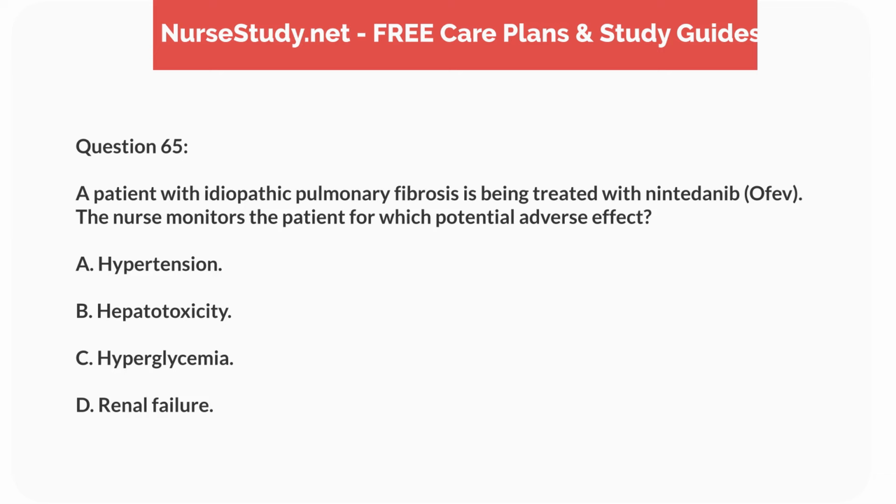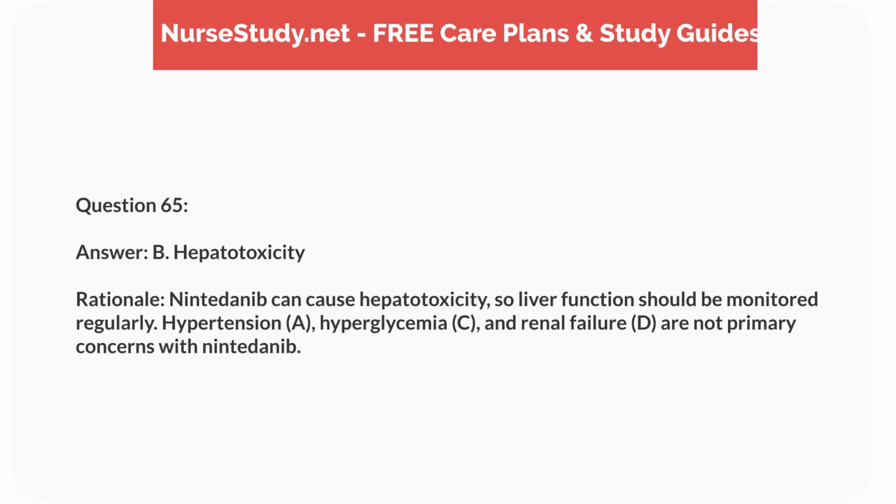Question 65. A patient with idiopathic pulmonary fibrosis is being treated with nintedanib, OFEV. The nurse monitors the patient for which potential adverse effect? A. Hypertension. B. Hepatotoxicity. C. Hyperglycemia. D. Renal failure. Answer: B.